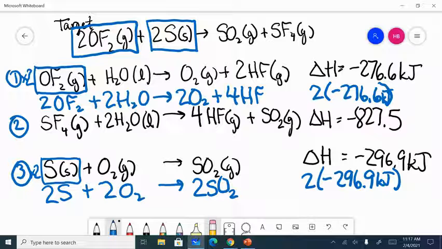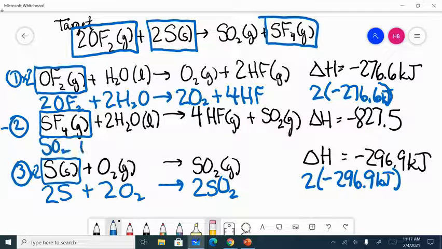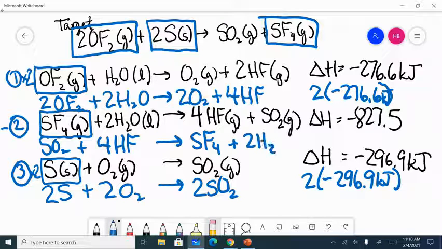Now I'm going to go to this last equation. This last equation has SF4 in the reactants. I need SF4 in the products. So what I'm going to do to this equation is flip it. So my products become my reactants, and my reactants become my products. And now I'm going to change the sign on my enthalpy to positive.